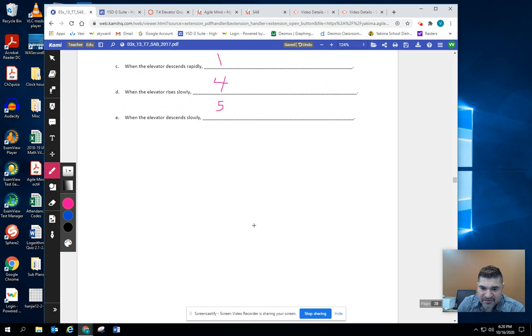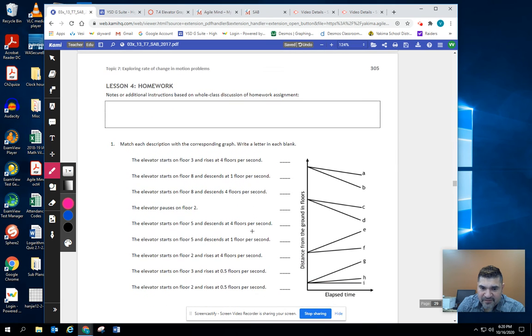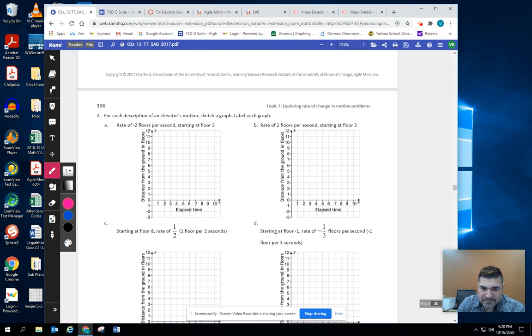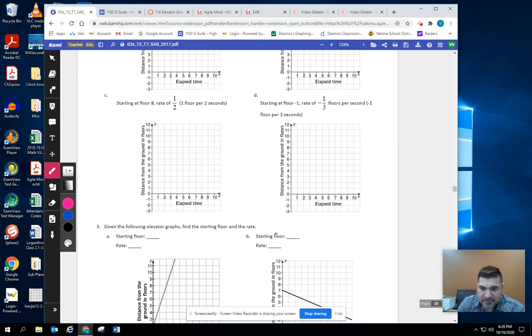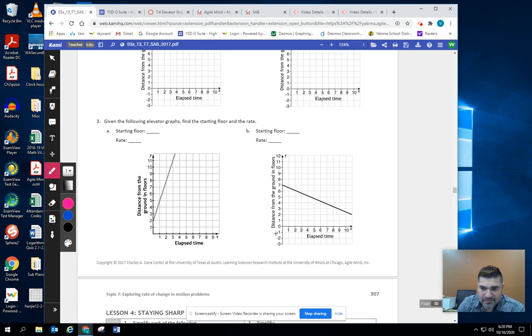That's it for the consolidation. Your homework is page 305. All you're going to do is match each description with the corresponding graph, writing a letter in each blank. So you're just going to match these graphs over here. We know how to do these, so this homework should be pretty easy. Looks like it could be pretty fun.